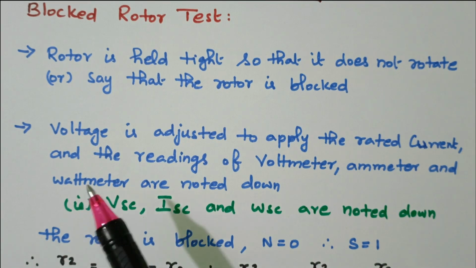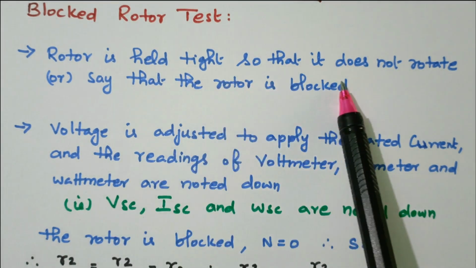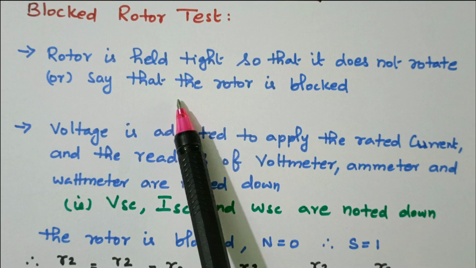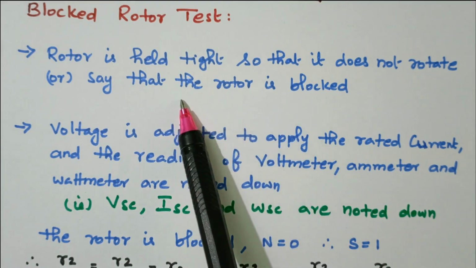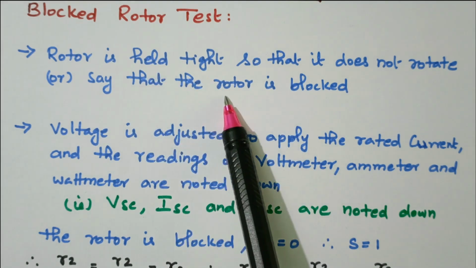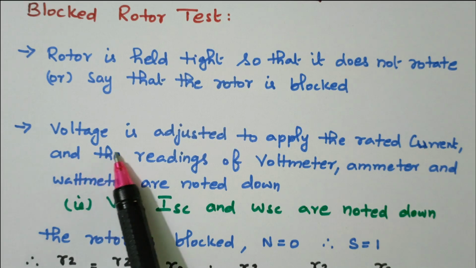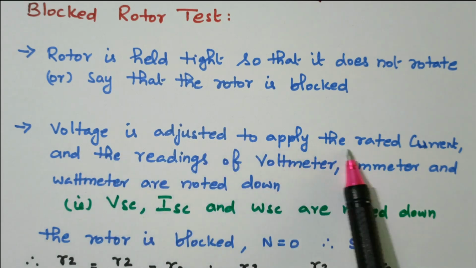In this test, the rotor is held tight so that it does not rotate. Say that the rotor is blocked. In the previous test, the load was not applied. Now the load is applied. The rotor is held tight, fully blocked. Voltage is adjusted to apply the rated current.